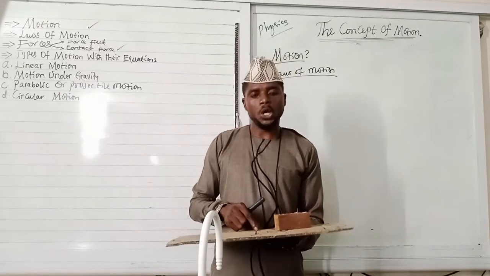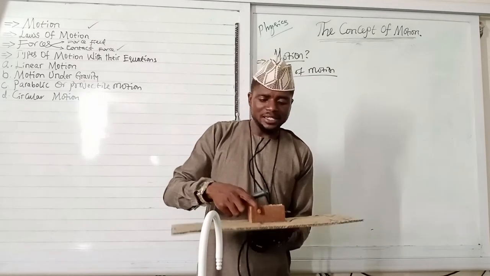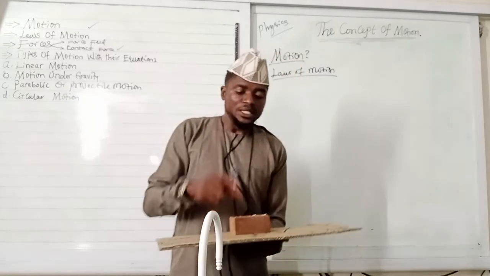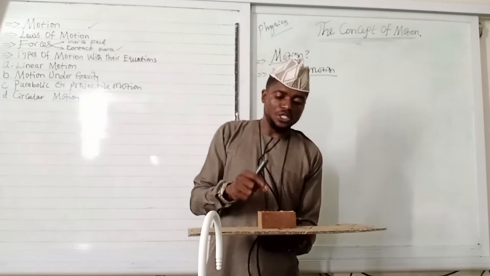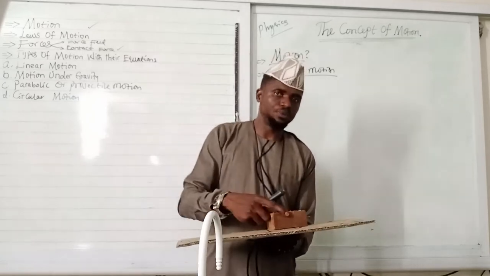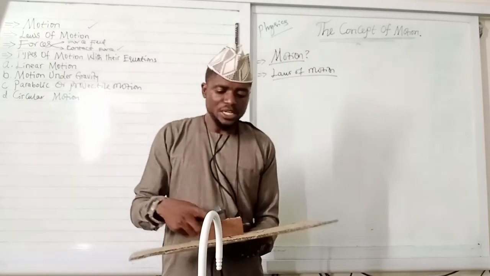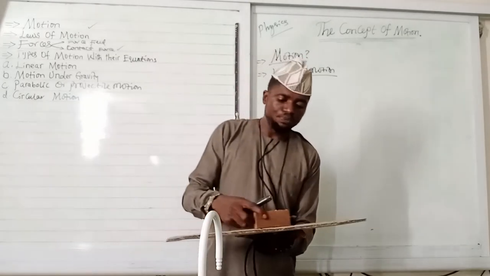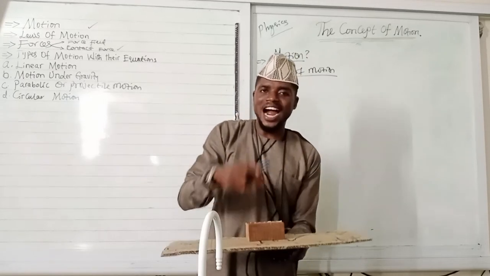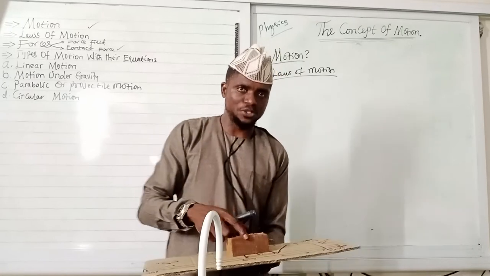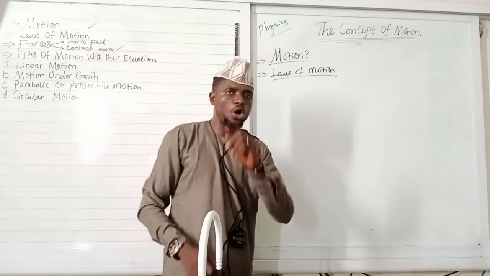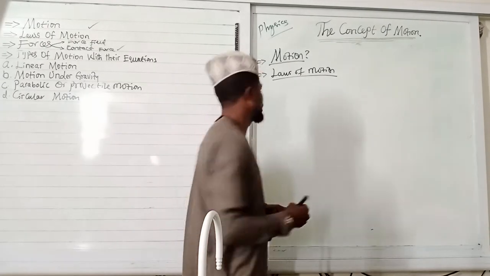What is the meaning of this law? It means that if an object is in a state of rest, the object will not move until it is acted upon by an external force, then it will move. It means that when an object continues to move, it will move forever until it is acted upon by an external force, then it will stop. This first law of motion is also called the law of inertia.